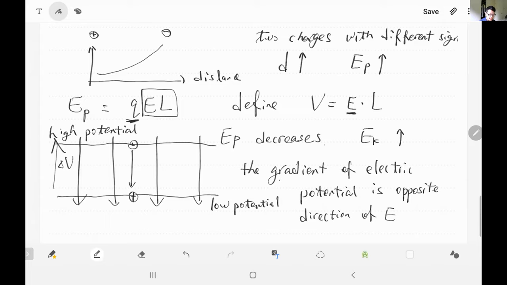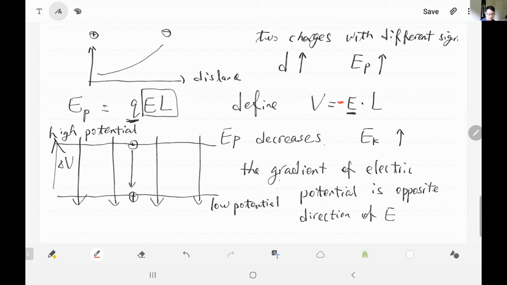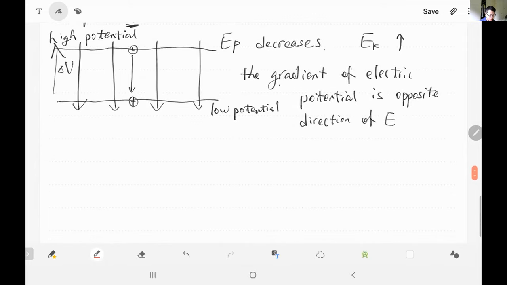So we say V is actually equal to minus the electric field times the distance. If we only ask you to calculate the magnitudes, you can neglect the minus sign. But you need to remember that these two directions are opposite. In this way, we can calculate the electric potential by just using the magnitude of the electric field times the distance in the uniform electric field. And we can also use the potential over the distance to calculate the magnitude of the electric field.